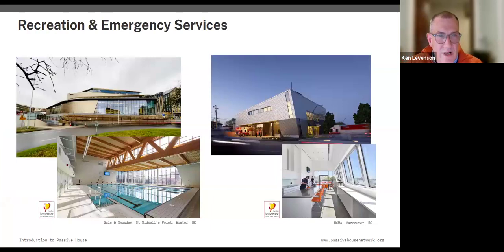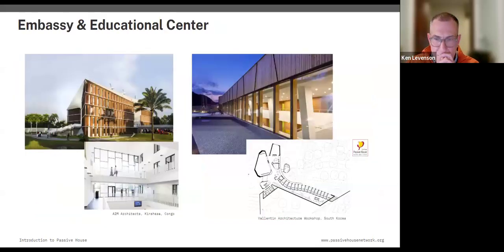Recreation and emergency services. So on the right is the firehouse in Vancouver, and on the left is a big public recreation center in Exeter. I think it's something like 4 indoor swimming pools and different uses that are certified. Oh, I doubled with the embassy somehow. Well, here's an interior shot. And then this is an education center in South Korea. That's pretty amazing.